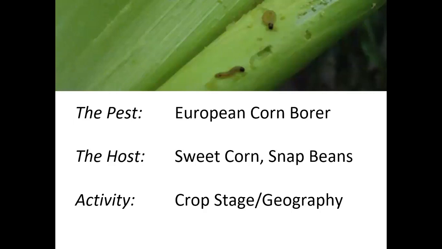So the next one that I want to talk about is the European corn borer, and it's a significant pest of sweet corn and snap beans. And depending on where you live, it can be active through different parts of the summer. As far as insect pests of sweet corn goes, this is less of a concern than it used to be. The widespread adoption of Bt field corn has really helped to suppress corn borer populations across this part of North America. So we don't have nearly as high populations as we used to 20 years ago.